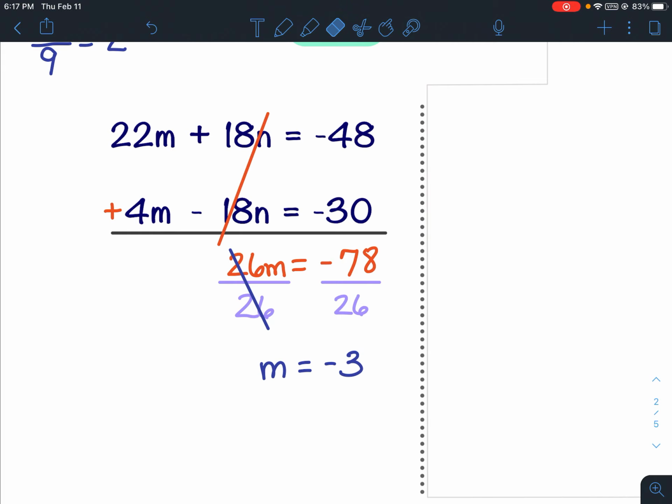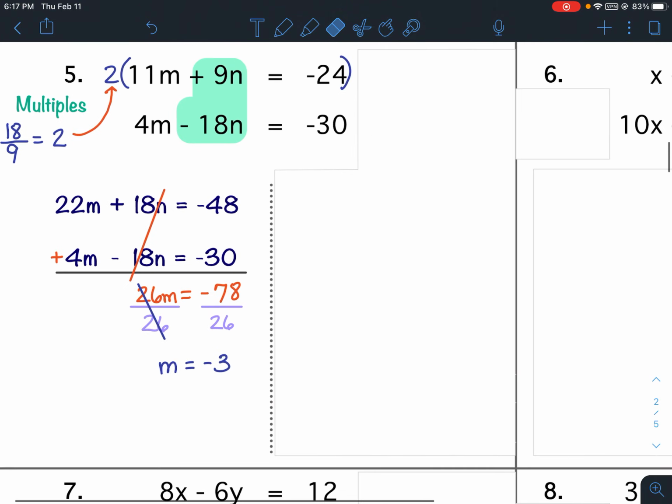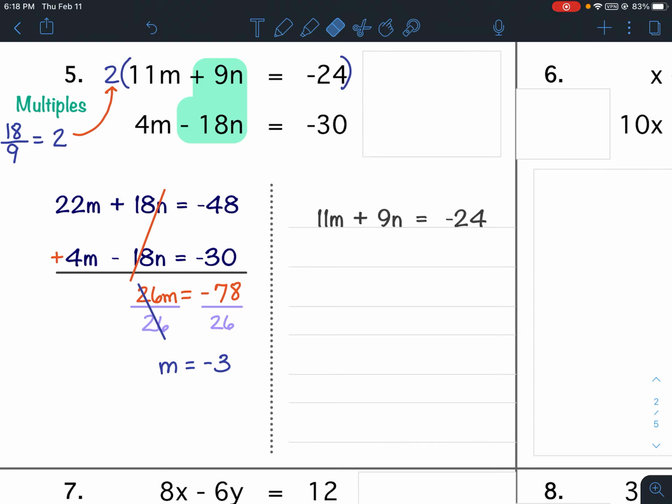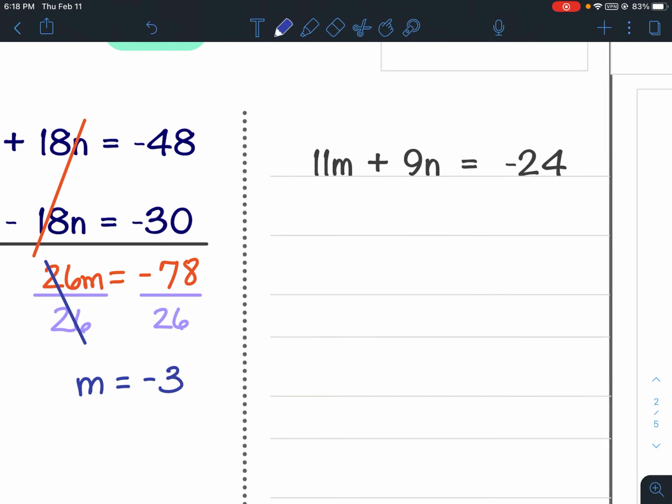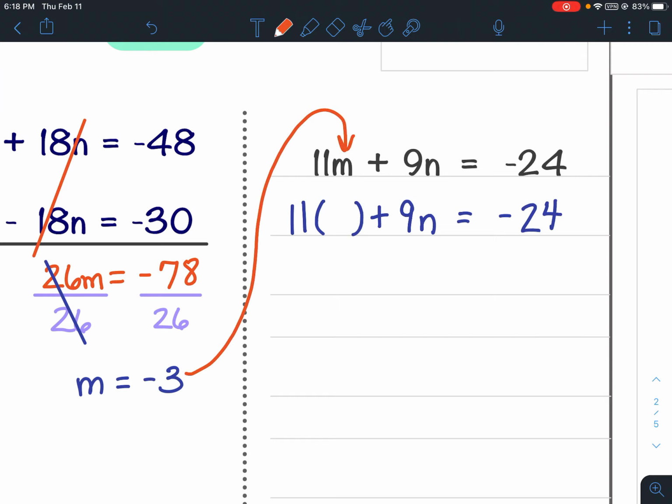All right, since I solved for a variable term, now I need to plug it back into an equation and solve for the other variable. I'm going to use the top equation, 11m plus 9n equals negative 24. And that m will replace the m. The negative 3 will replace the m in the equation. So where the m is, I'm going to put parentheses. So the negative 3 will replace the m.